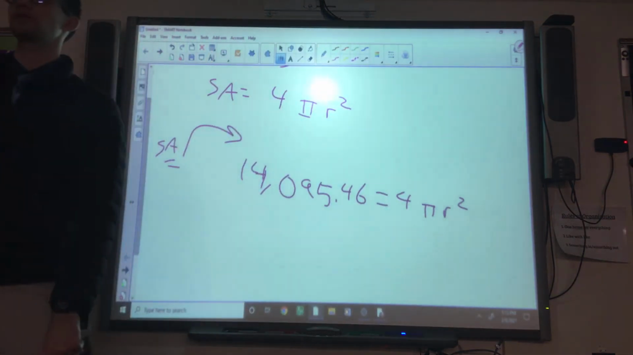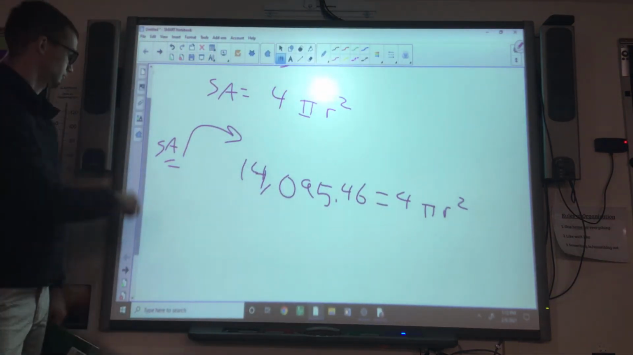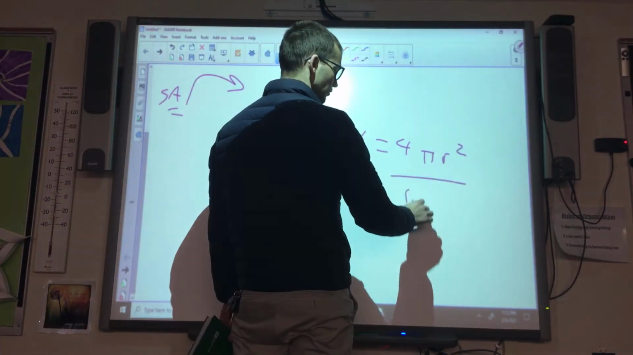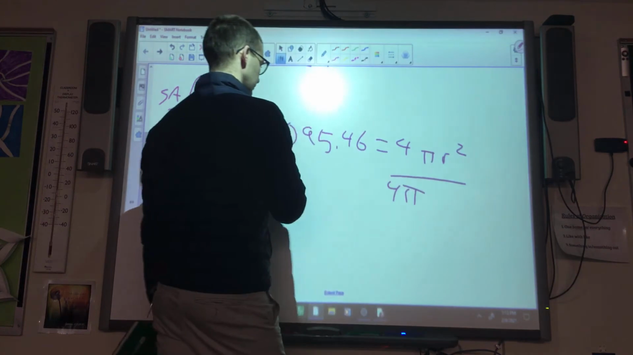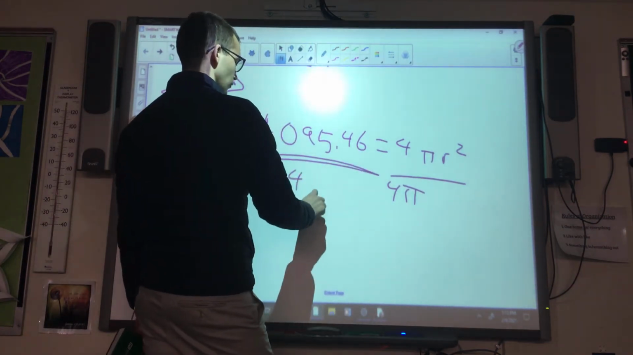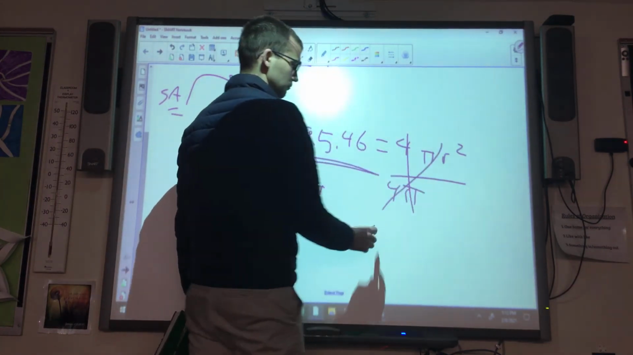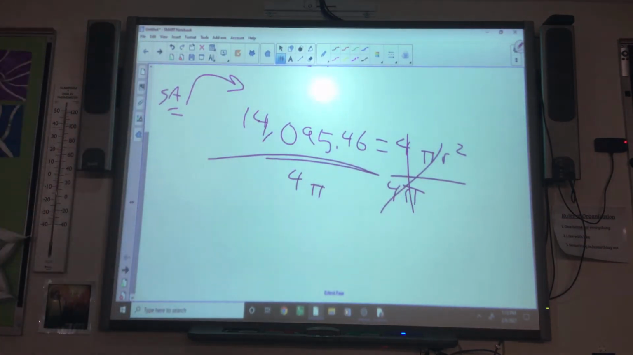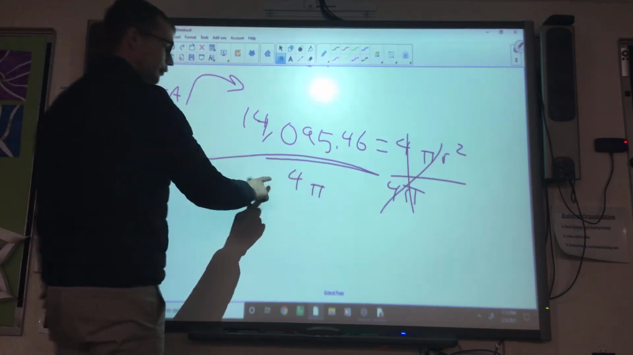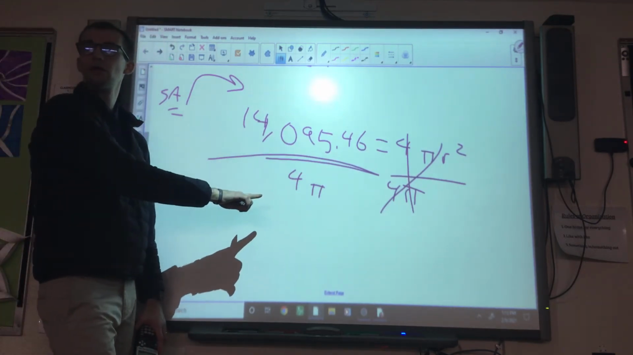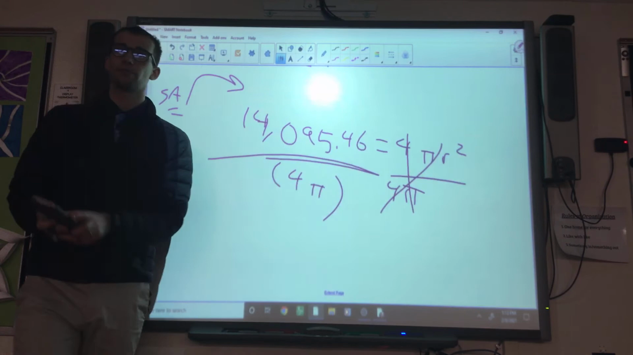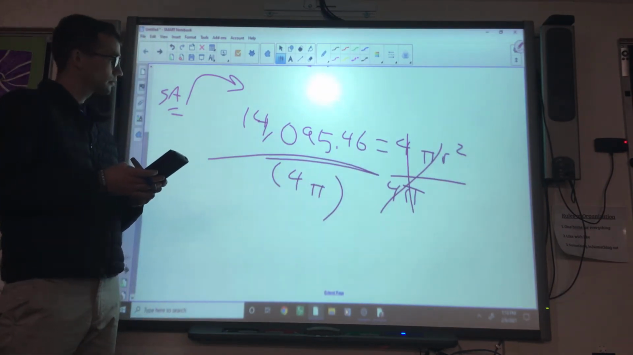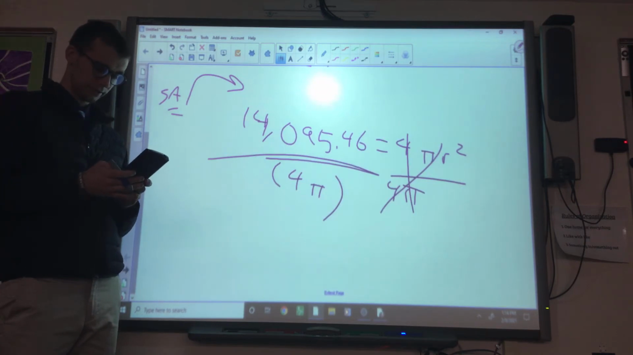This is the point where calculators become very handy. All you have to show in your work is, hey, I'm dividing by 4 pi on both sides, so those cancel each other out. Then on your calculator, you have to do 14,095.46 divided by, what do you have to remember to do here? Yep, parentheses have to go around 4 pi.